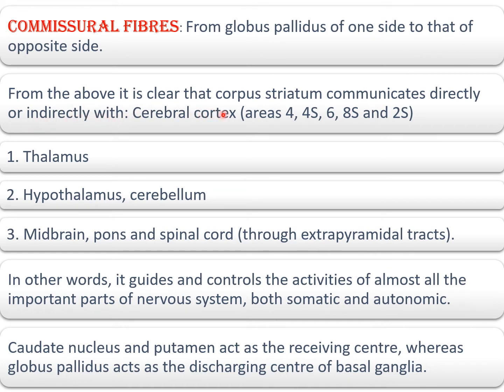From the above, it is clear that the corpus striatum communicates directly or indirectly with the cerebral cortex, thalamus, hypothalamus and cerebellum, then the midbrain, pons and spinal cord through the extrapyramidal tract. In other words, it guides and controls the activity of almost all the important parts of the nervous system, both somatic and autonomic. The caudate nucleus and putamen act as the receiving center, whereas the globus pallidus acts as the discharging center of the basal ganglia.